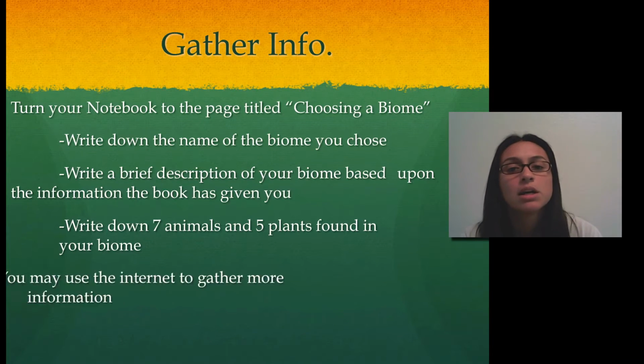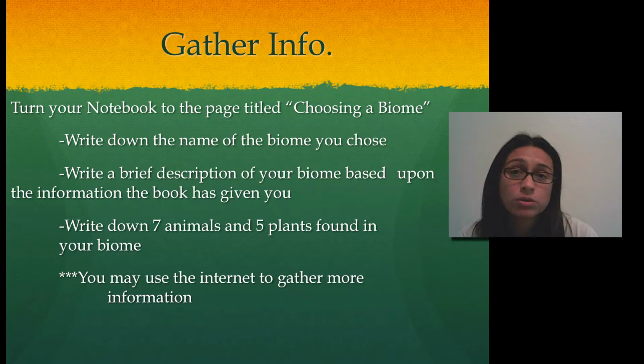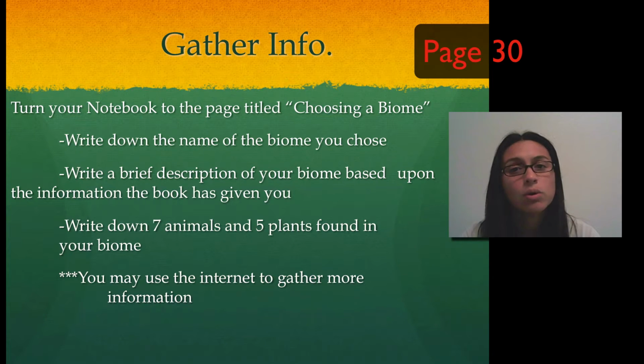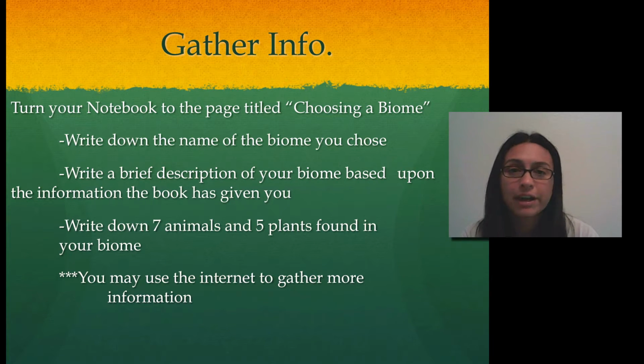Okay? Alright. Once you decide on one of those 9, you're going to turn your science notebook to the page titled Choosing a Biome. So take a look at your table of contents, or if you titled your pages already, go ahead and find that page, Choosing a Biome. And when you get to that page, you're going to write down these 3 things. So you're going to write down the name of the biome that you chose. You'll write a brief description, so you could use the description in the book. I don't want you copying from the book. I want you to read it and kind of summarize a basic description of the biome that you've chosen. And then I'd like you to write down 7 animals that you'd find in your biome and 5 plants that could be found in your biome.